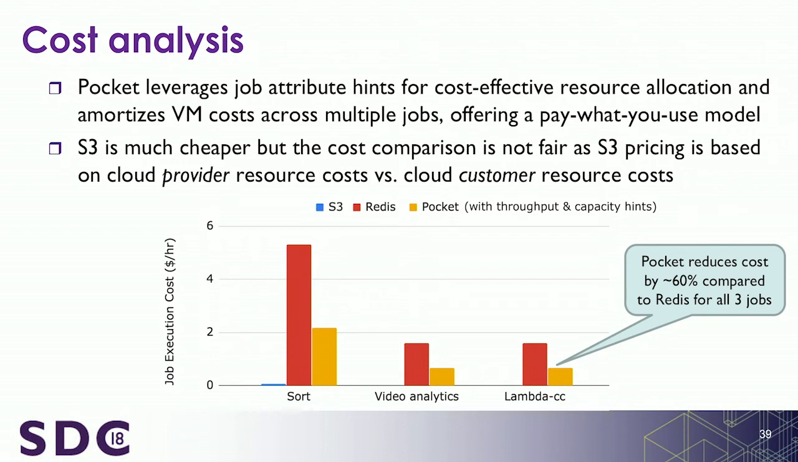You'll notice that S3 is still much cheaper. The cost comparison here is not quite a fair one, though, because our cost prices for Redis and Pocket are based on user-facing EC2 resource costs, whereas S3's pricing is based on whatever Amazon is actually paying for those resources. And this is amortized across many, many jobs that they're running. So that explains the discrepancy there. But it is true that one of the main draws of S3 is how cost-effective it is. But another thing to keep in mind is that it's not going to give quite the performance expected for these applications.